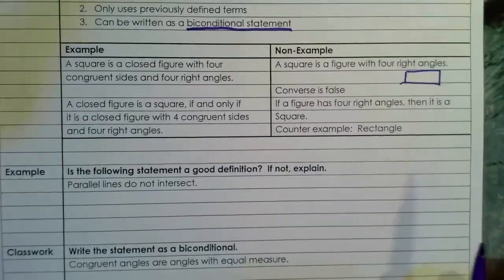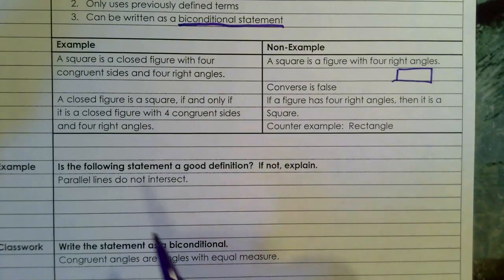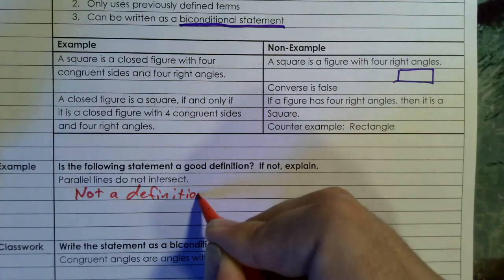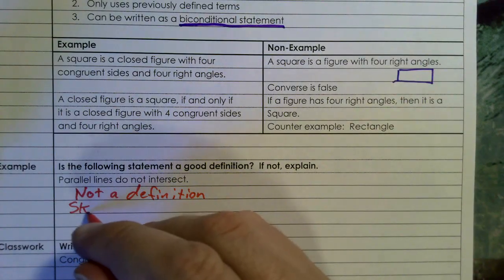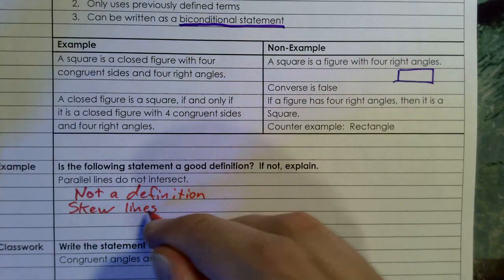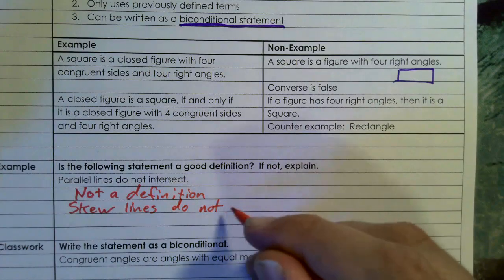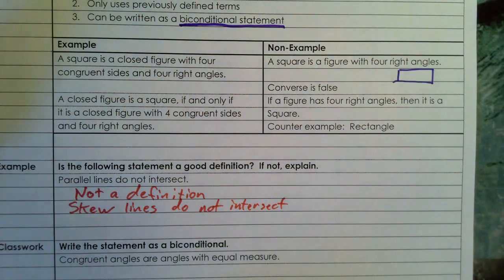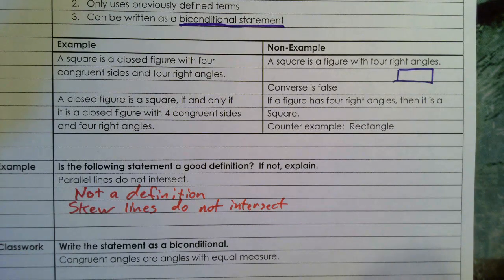So let's try one. Is the following a good definition? Parallel lines do not intersect. That's true. Parallel lines do not intersect, but that's the way we talked about it back in algebra. But in geometry, we learned that no, this is not a good definition because skew lines do not intersect. So an example of a skew line is saying, hey, this thing doesn't work both ways, where if lines do not intersect, are they parallel? No. So this one is not a good definition.